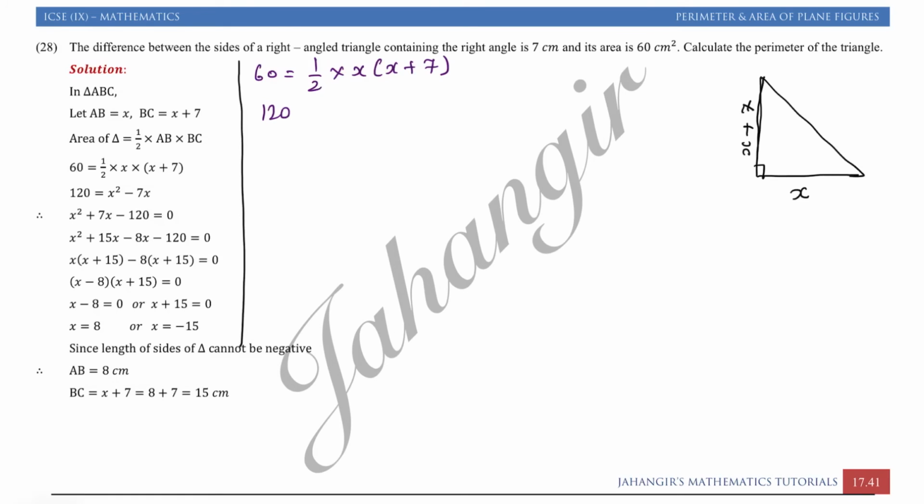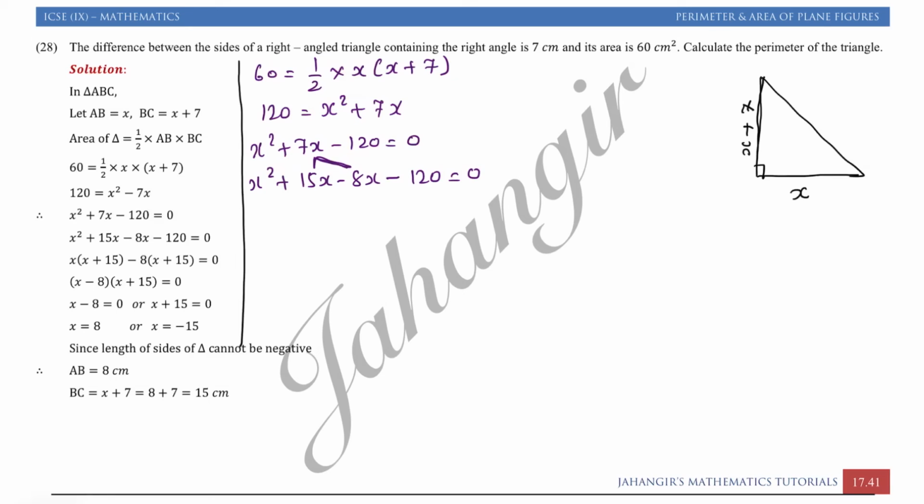60 into 2, 120, is equal to x square plus 7x. So x square plus 7x minus 120 is equal to 0. So factorizing 120, you can find the factors of 120. It is 15 into 8. 15x minus 8x, which is 7x. See, this is the middle term splitting method.